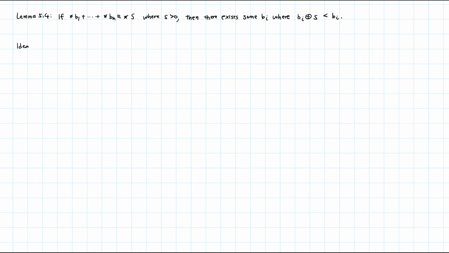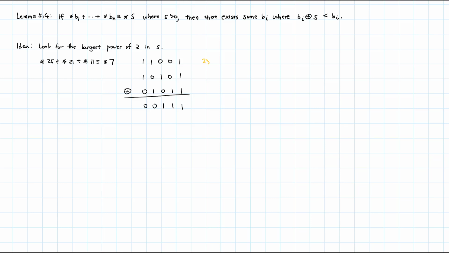We will illustrate the idea of the proof using our example. So the main idea is that we are looking for the largest power of 2 in the binary expansion of S. We have *25 + *21 + *11 is equivalent to *7. And in the binary expansion of 7, 4 is the largest power of 2. This means that at least one of the three numbers has 4 in their binary expansion. In this case, we see that it is 21.